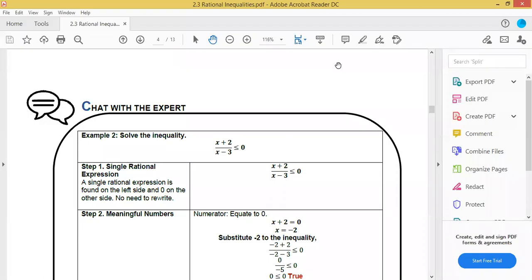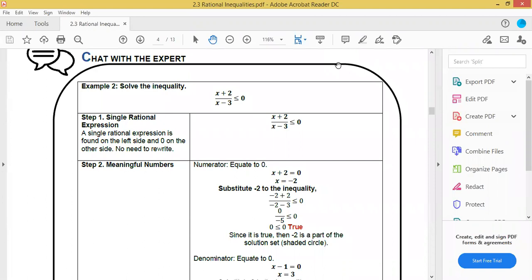Let's have problem number 2. x + 2 all over x - 3 is less than or equal to 0. In step 1, on the left-hand side, we have a single rational expression. On the right-hand side, we have 0. So we're done with step 1.